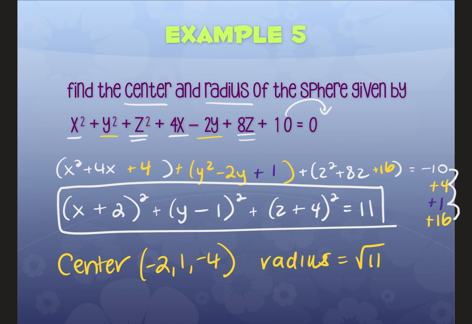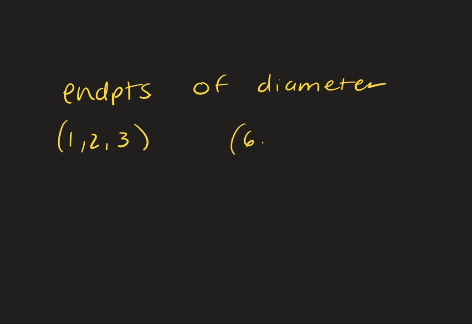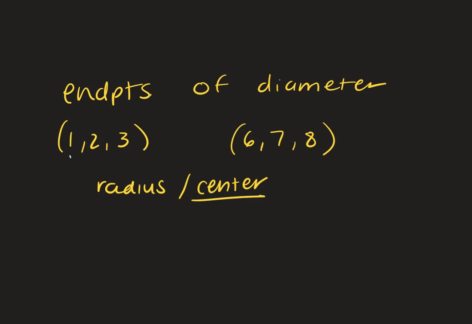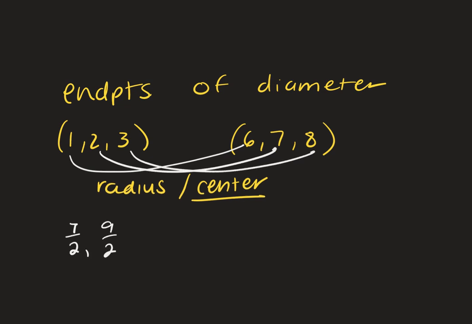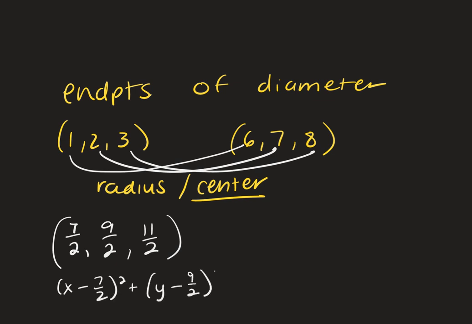One more thing before you start your homework is you're going to get a question that will give you the endpoints of the diameter. So if I said (1, 2, 3) and (6, 7, 8), then for my equation, I need the radius and I need the center. Well, you have two choices. One, you have to find the center. So I would find the center by adding these two, so 7 over 2, adding these two, 9 over 2, adding these two, 11 over 2. That's my center. And then I can plug that in, so x minus 7 halves squared, y minus 9 halves squared, and z minus 11 over 2 squared.